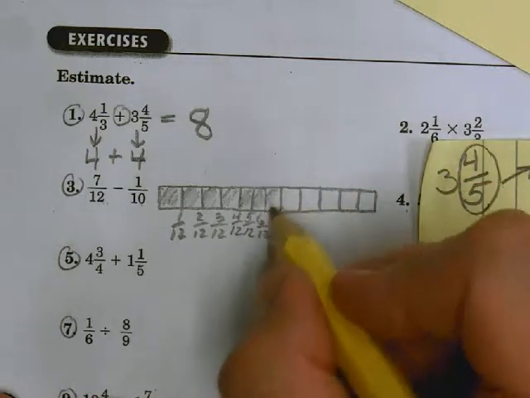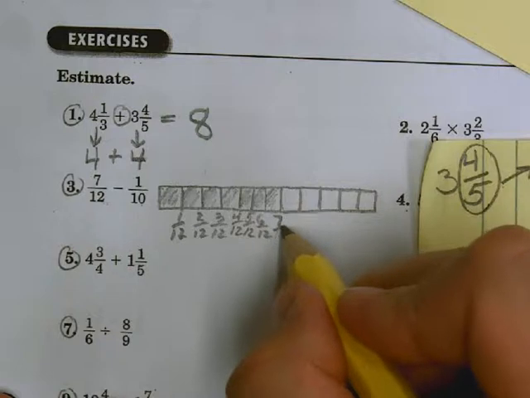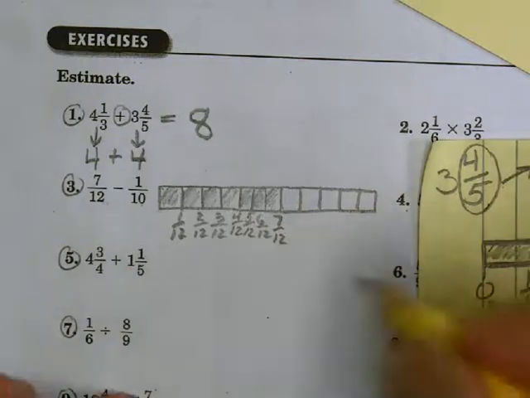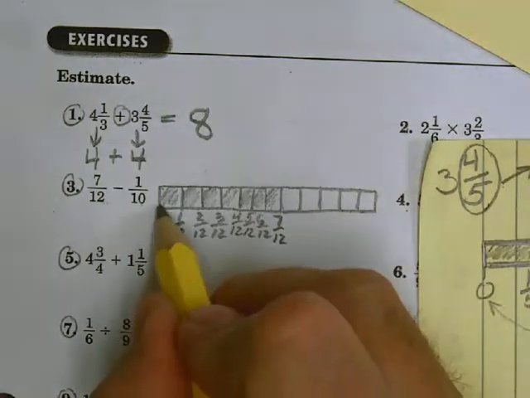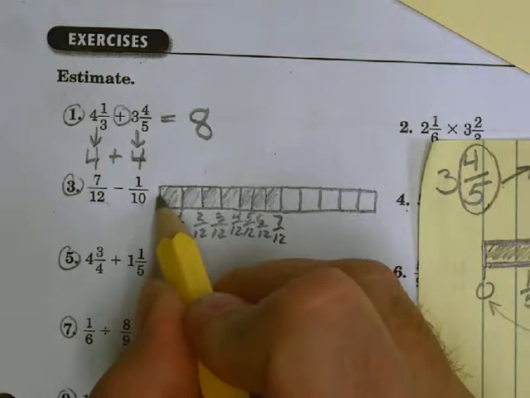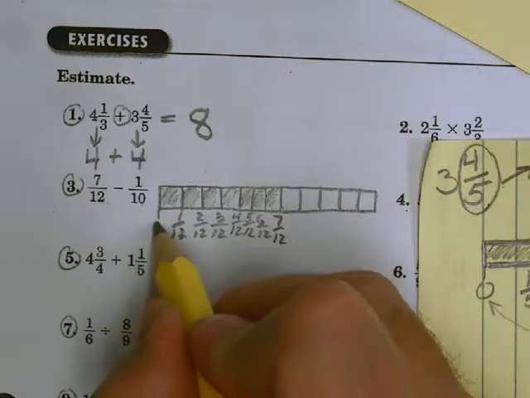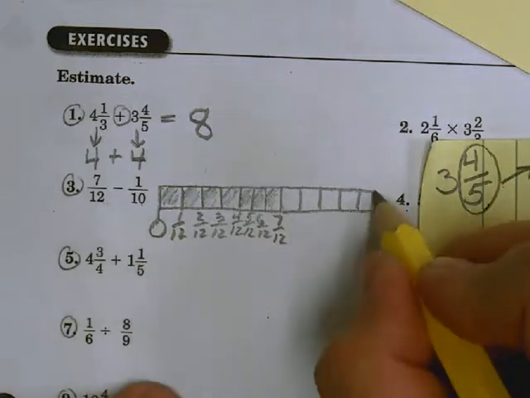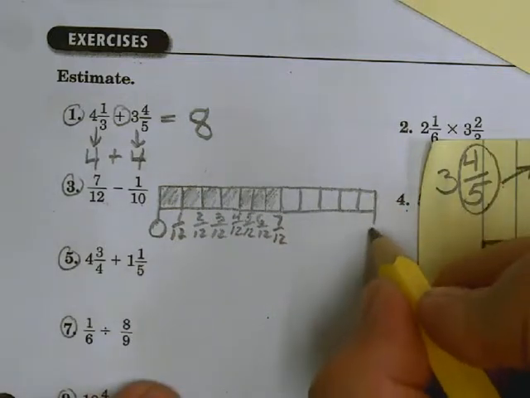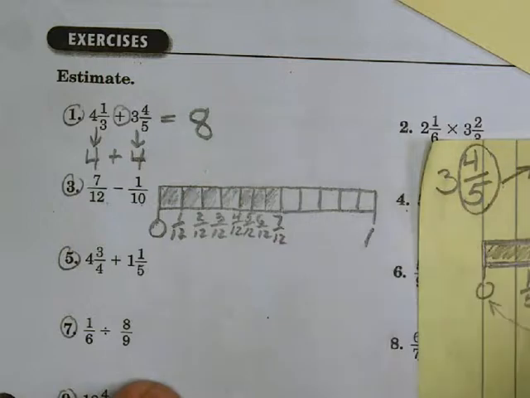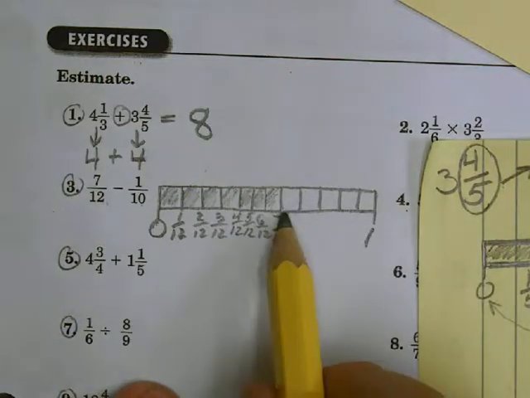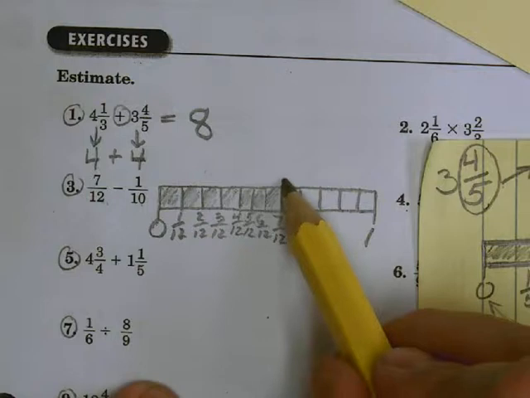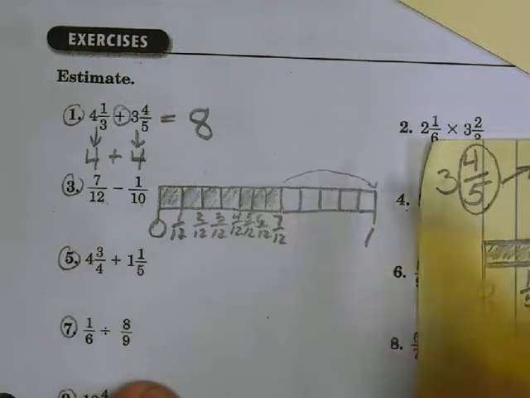Question for you. What goes at the very beginning of this box line? If I have, before I shade anything, I have 0, right? And at the very end, I have a whole box, or 1. Thank you. Is 7/12 closer to 1 or closer to 0? It's about in the middle.